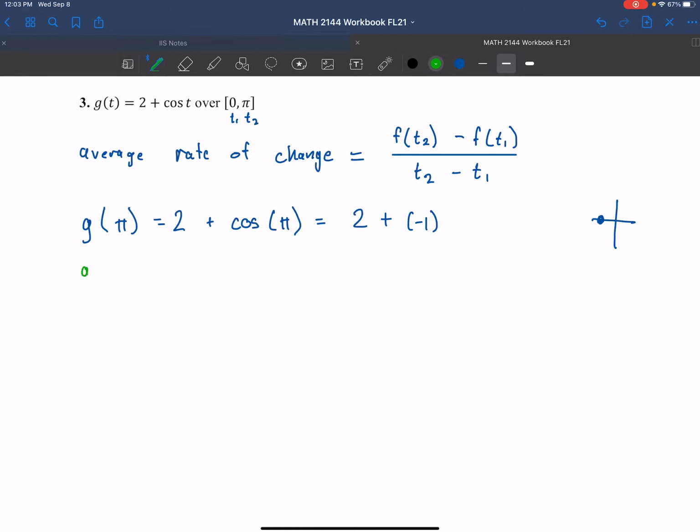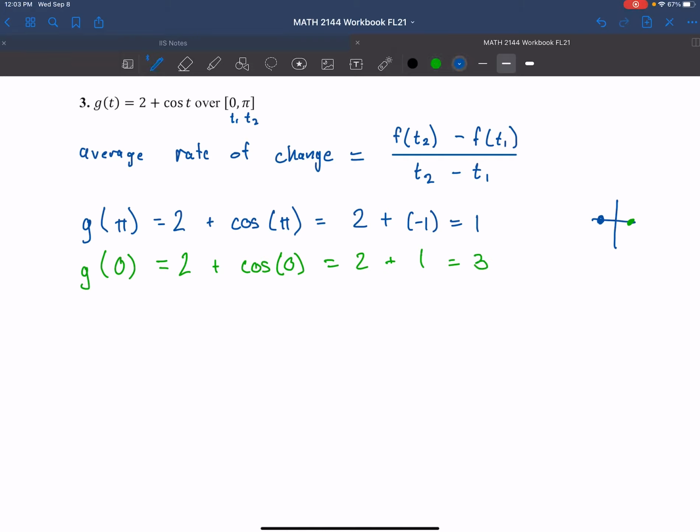And then if we were to consider g of 0, this is t1, this is just simply going to be 2 plus cosine of 0. At 0, you're at 0 or 360 degrees. I guess we'll say 0 to reference there. So the cosine value is going to be 1 there. Let's carry out these computations. In the first case, it's going to be 1. And in the second case, it's going to be 3.